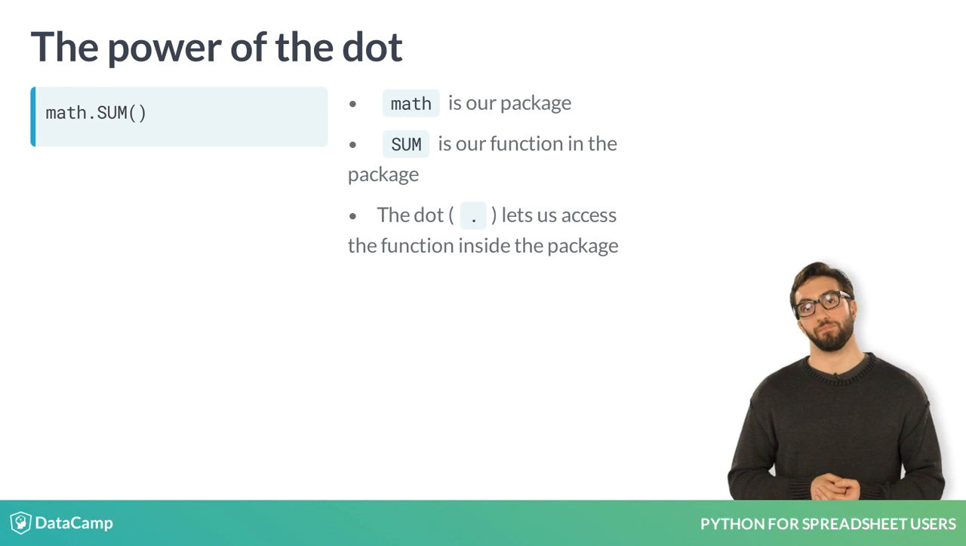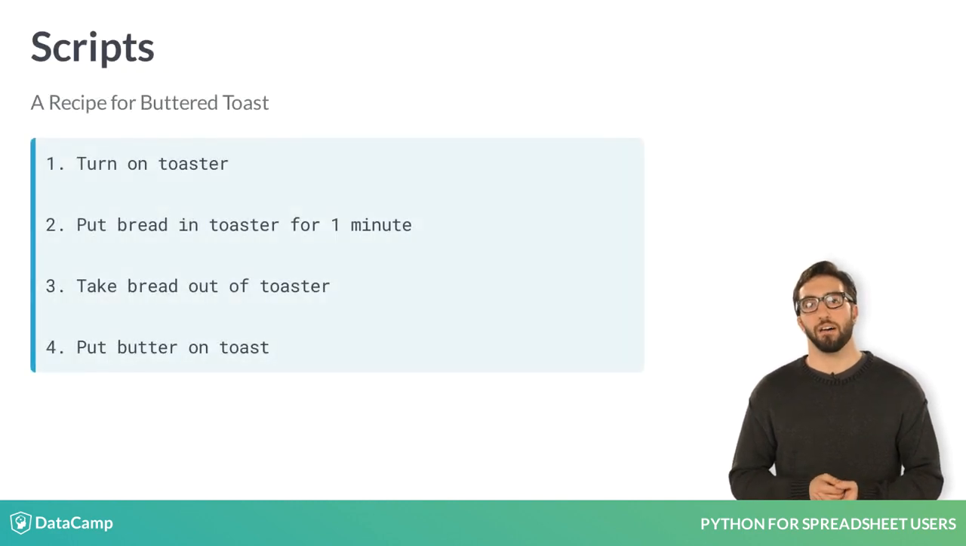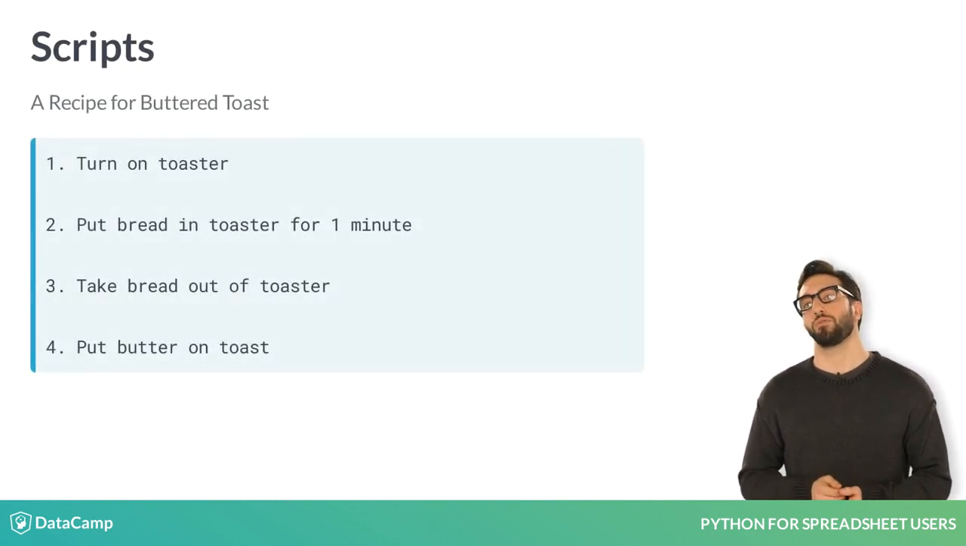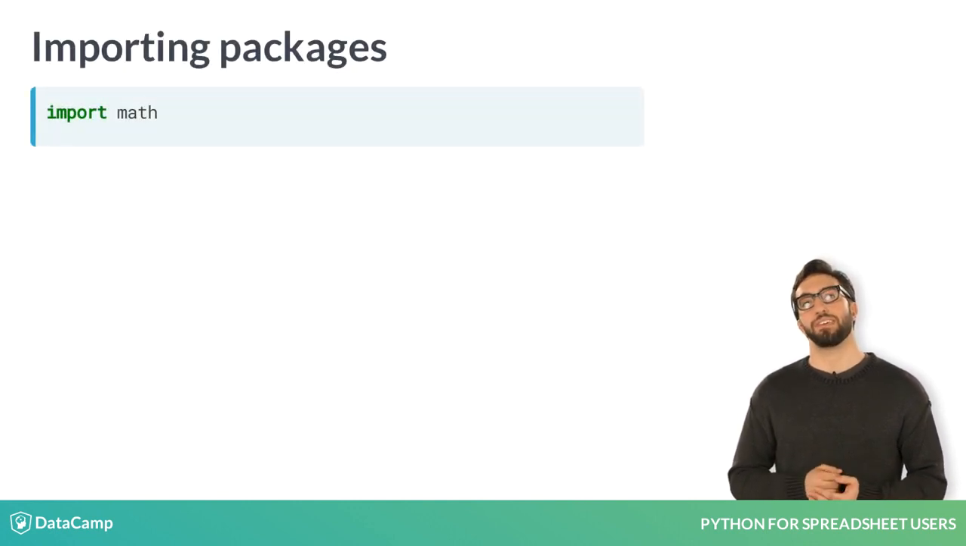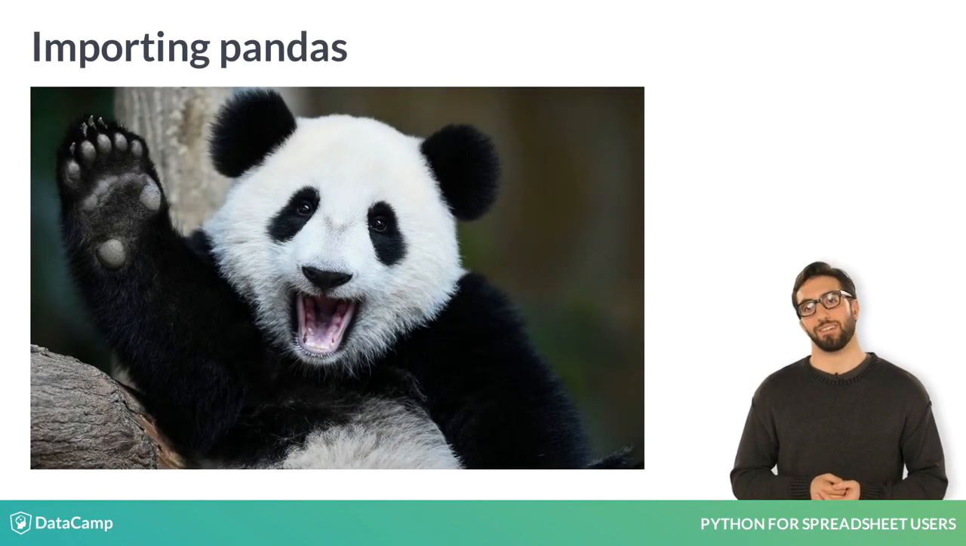And that's Python. In Python, we tell a computer what to do with a script. A script is a series of instructions ran in a specific order that creates a desired outcome. They're like recipes. At the beginning of these scripts, we'll often import packages, like our math package. Let's import a package from Python that will allow us to load in and manipulate our data, a package called pandas. Yes, pandas.